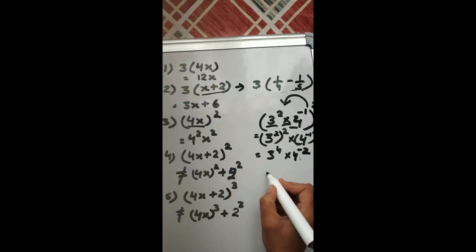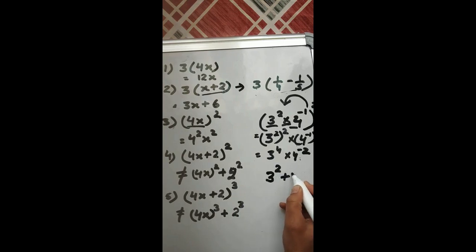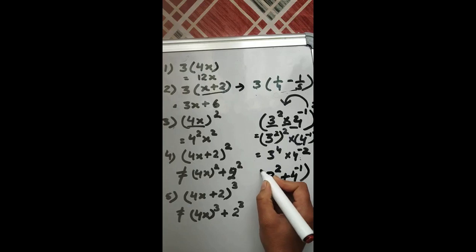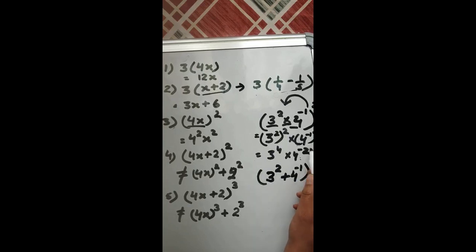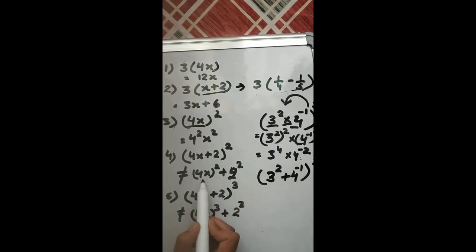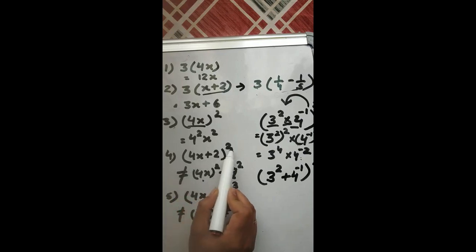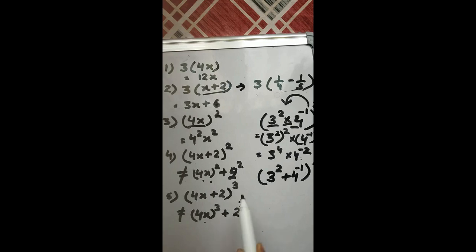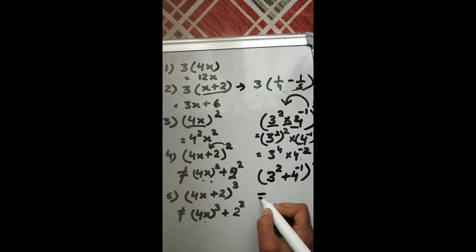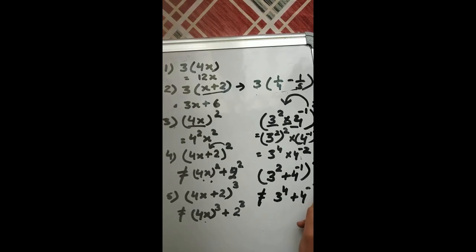if you have 3 raised to power 2 plus 4 raised to power minus 1 whole raised to power 2, you cannot distribute this power, as we cannot do this. See, 4x plus 2 whole raised to power 2 is not this. 4x plus 2 whole raised to power 3 is not this. You cannot distribute powers over the plus sign. So this is not equal to 3 raised to power 4 plus 4 raised to power minus 2.